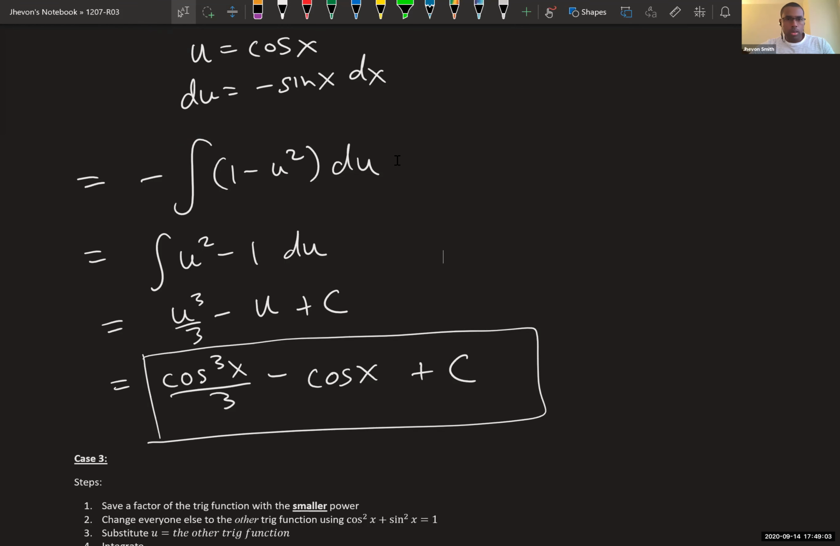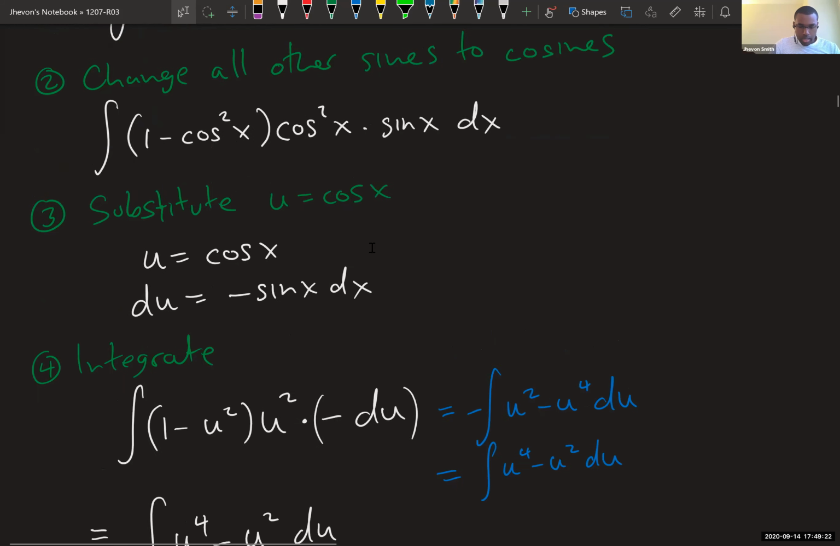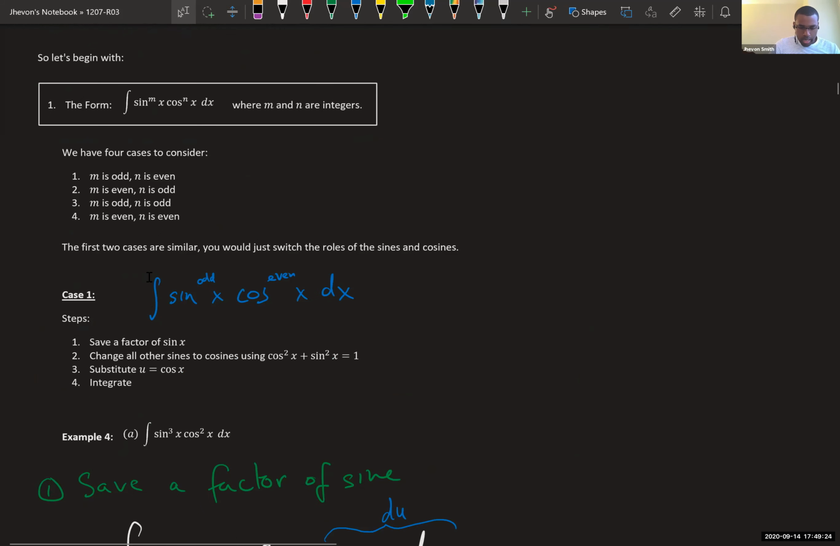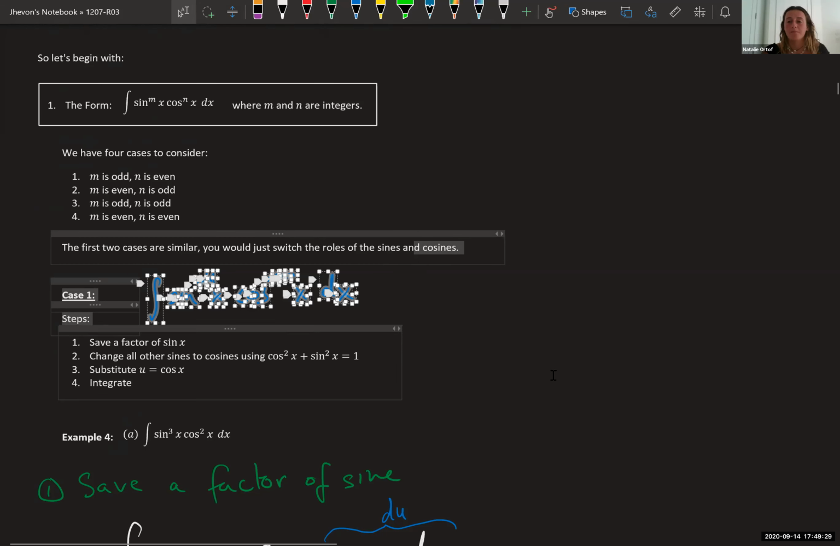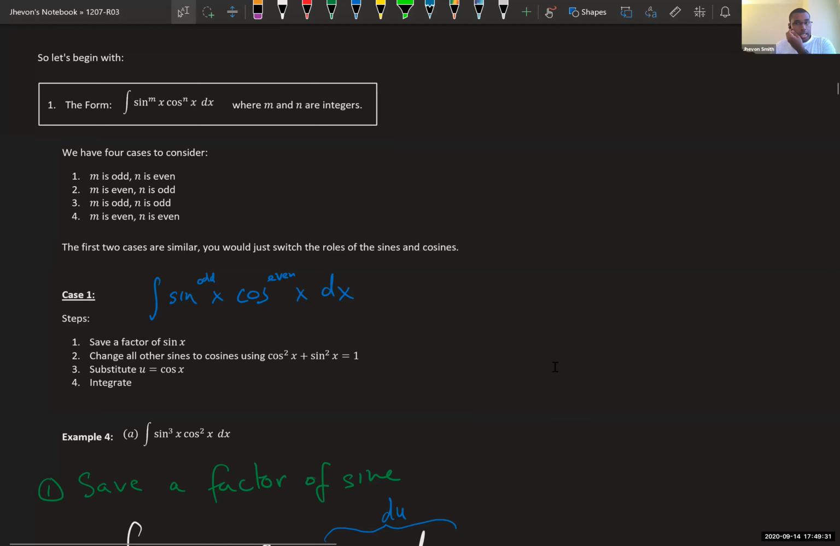Okay, let me move some things around here. Professor, can I just ask a quick question? Yes. So in the beginning, when you're talking about the power of cosine is 0, why was that relevant to the rest of the problem, or was that just an understanding thing? Well, the power of cosine being 0 is what tells us that we're in this case, right? That our sine is odd and our cosine is even. Okay, makes sense. Yeah, thank you.